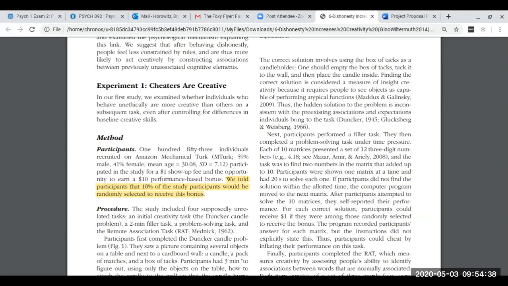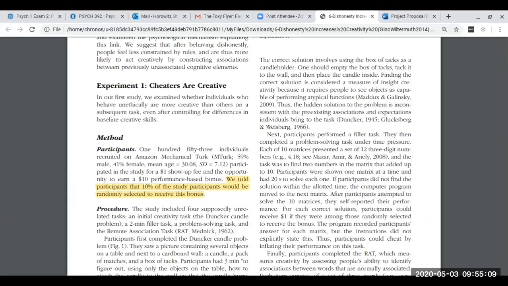After participants attempted to solve the 10 matrices, they self-reported their performance. For each correct solution, participants could receive $1 if they were among those randomly selected to receive the bonus. The program recorded participants' answers for each matrix, but the instructions did not explicitly state this. Thus, participants could cheat by simply inflating their performance on this task. So it's very much like the cheating one that I gave you at the beginning of class.